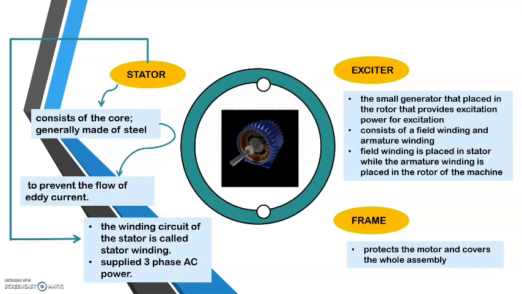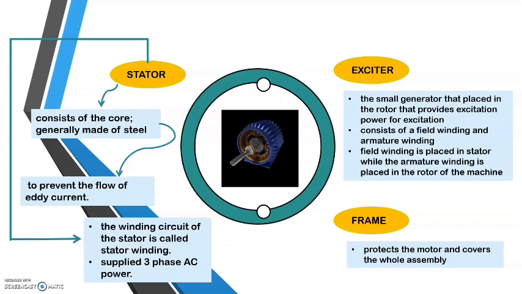This is the continuation of the main parts of the AC synchronous motor. The stator consists of the core, which is generally made of laminations of silicon steel. This is to prevent the flow of eddy current. The winding circuit of the stator is called the stator winding, and it is supplied with three-phase AC power.